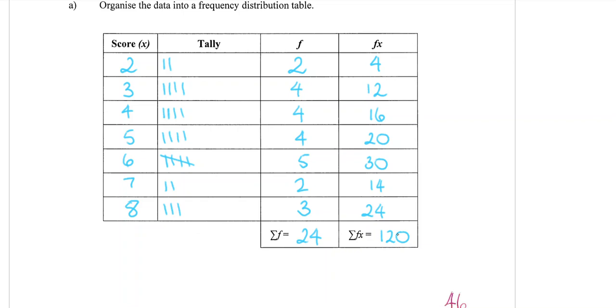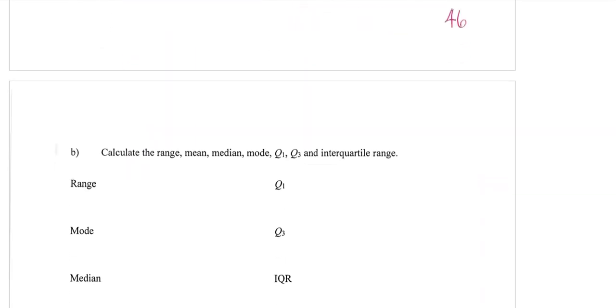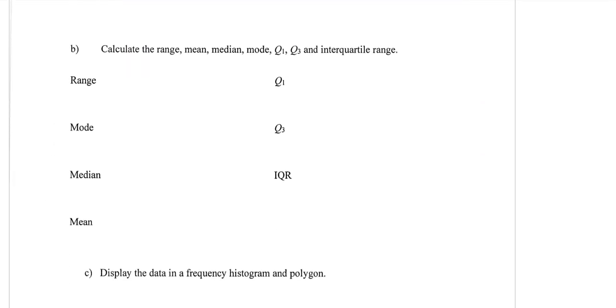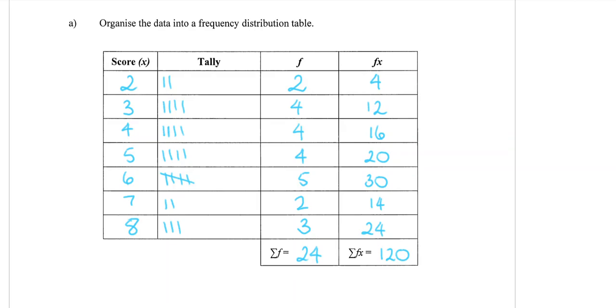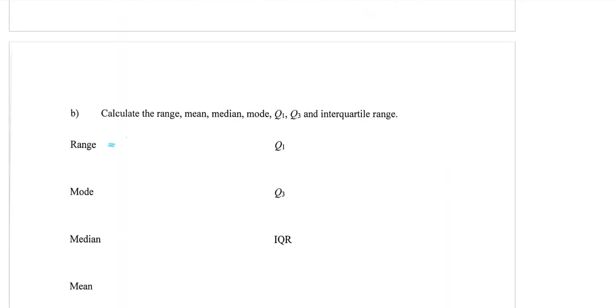All right, next, and this is going to be tricky because we've got to go over the page to do the stuff over here. We want to do the range, mode, median, mean, Q1, Q3, interquartile range, all that stuff again. So the range is the highest score minus the lowest score. Now looking at the table, my highest score was 8. My lowest score was 2. So 8 minus 2 is 6.